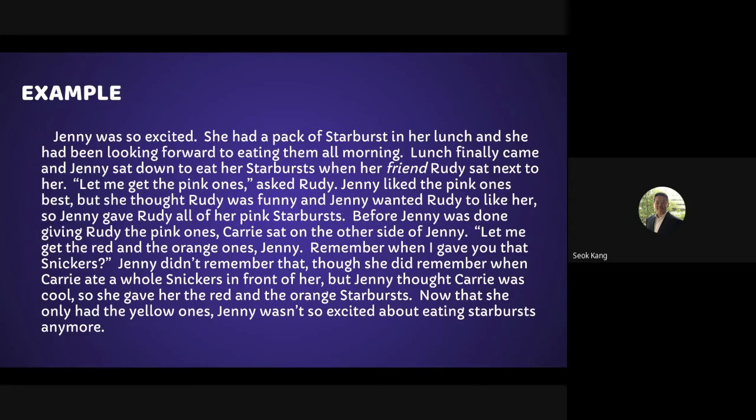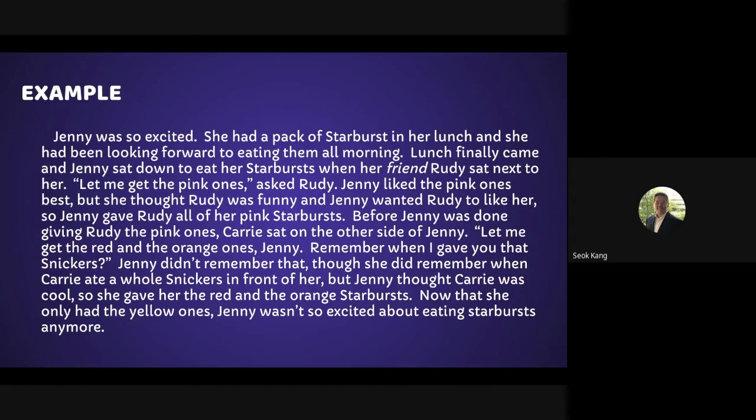A good theme, in my opinion, could be don't buy your friends, right? I think a good one is don't buy your friends. And what's happening in the story that helps us see this is Jenny's getting Rudy and Carrie the Starburst that she likes best, right?